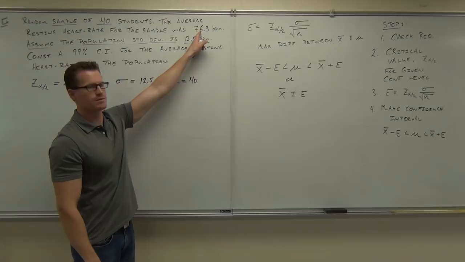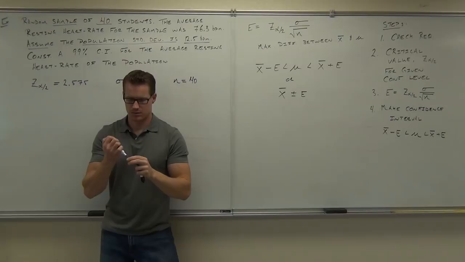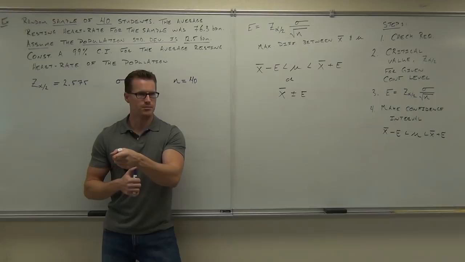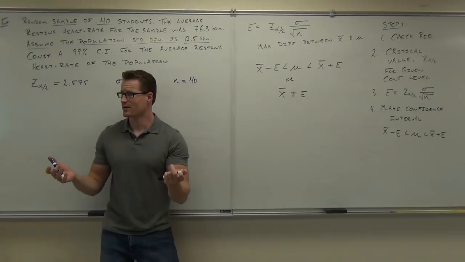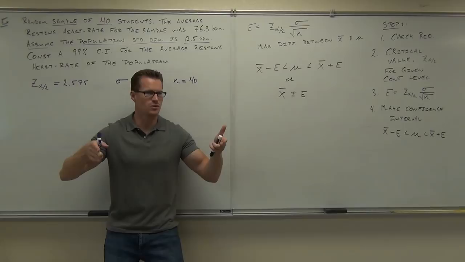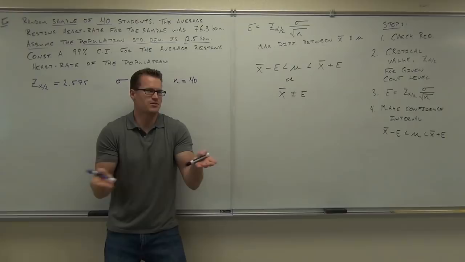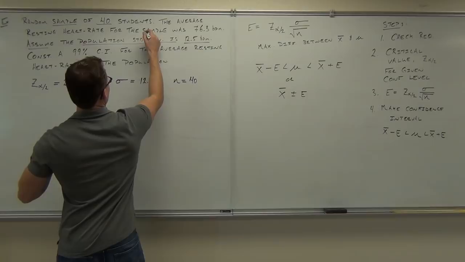76.3. What is 76.3? Why isn't it mu? It's the sample mean. Are we ever going to know mu? No. If we knew mu, we wouldn't even have to do the problem, right? Because we're actually trying to estimate mu. So if you knew mu, why would you even do this? You'd be like, oh, the mu is 30. I'm 95% confident it falls between... Well, you're 100% confident. You already know mu. Why would you even do this problem, right? So you're never going to know mu. You are going to know x bar.